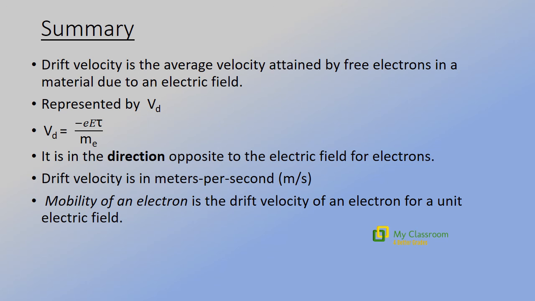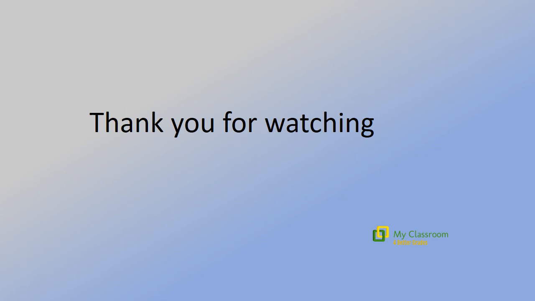Now let's have a quick glance at what we've learnt. We've seen that drift velocity is the average velocity attained by free electrons in a material due to an electric field. It's represented by Vd. It is equal to the charge by mass ratio of electron into electric field into τ. It is in the direction opposite to the electric field for electrons. The SI unit of drift velocity is meter per second because it is velocity, and it's a vector quantity. Mobility of an electron is the drift velocity of an electron for a unit electric field. That's all about drift velocity and mobility.